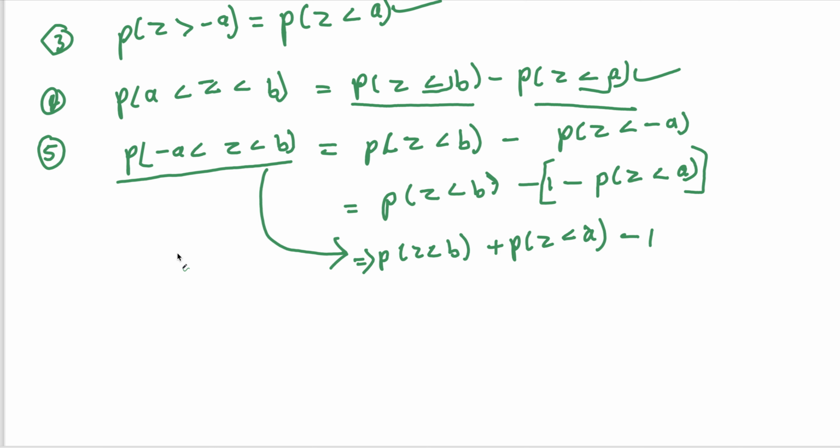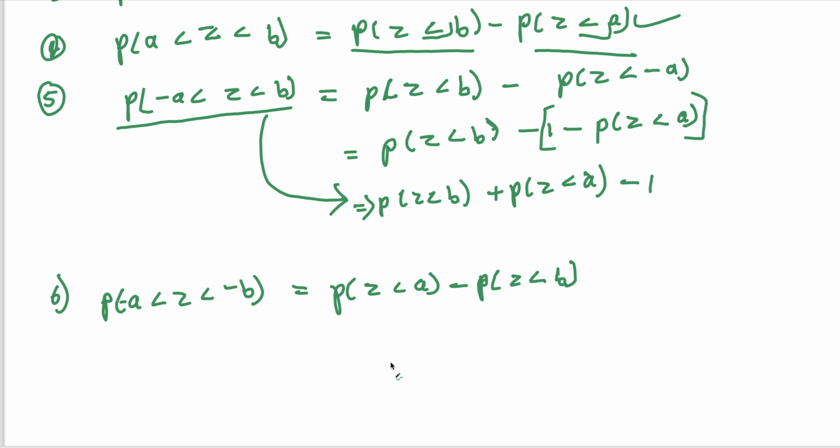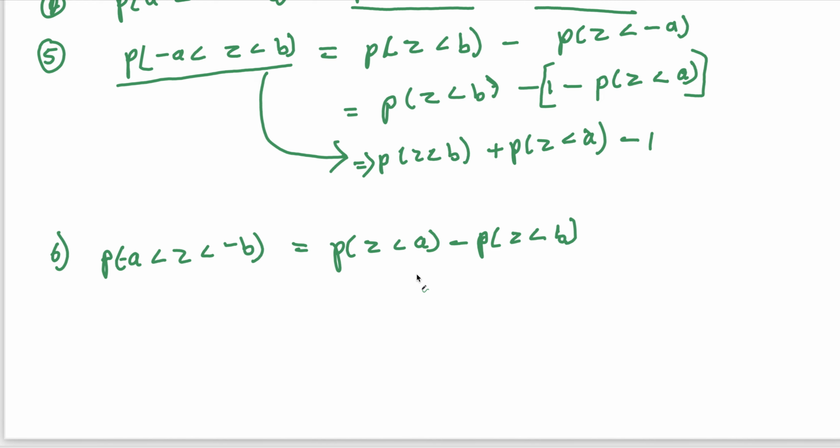So let's try it when they're both negative. So number 6, when they're both negative, P of negative A less than Z less than negative B. So this will result in this. Do it for yourself and see how you get to this answer. Doesn't matter which side you write it. This will result in this. I want you to prove it for yourself that this is true. There are 1,000 ways to do it, but just make sure you understand how you get to that final answer.